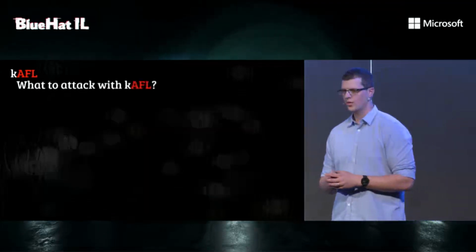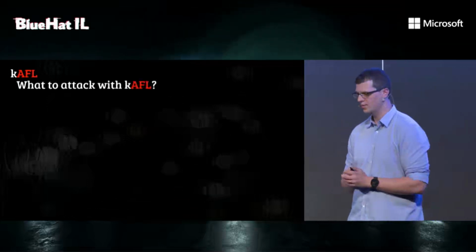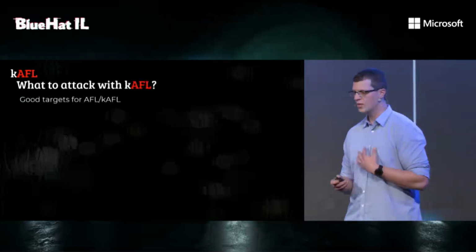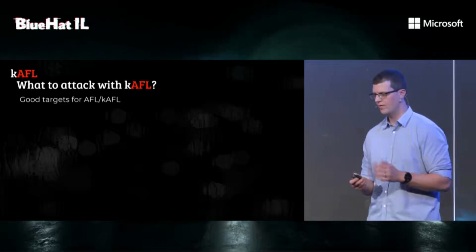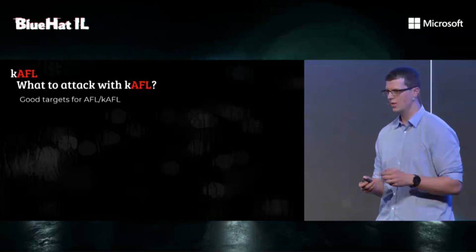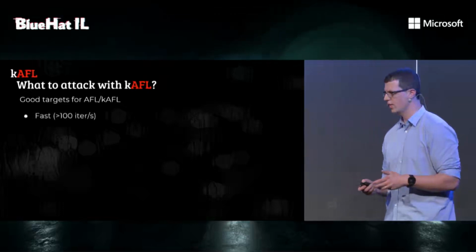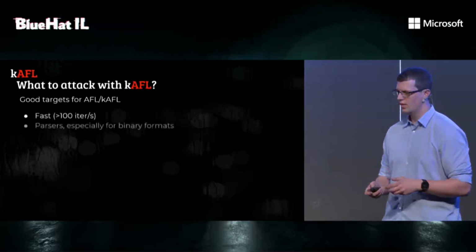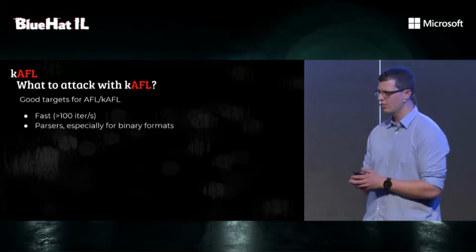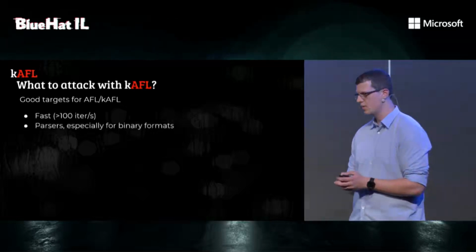So what should we attack with AFL or KFL? From our experience, good targets for AFL or KFL have a few characteristics. The first one is they're fast. They're able to execute hundreds of iterations per second. And the second thing is they're parsers, specifically for binary formats. Those are the best targets.